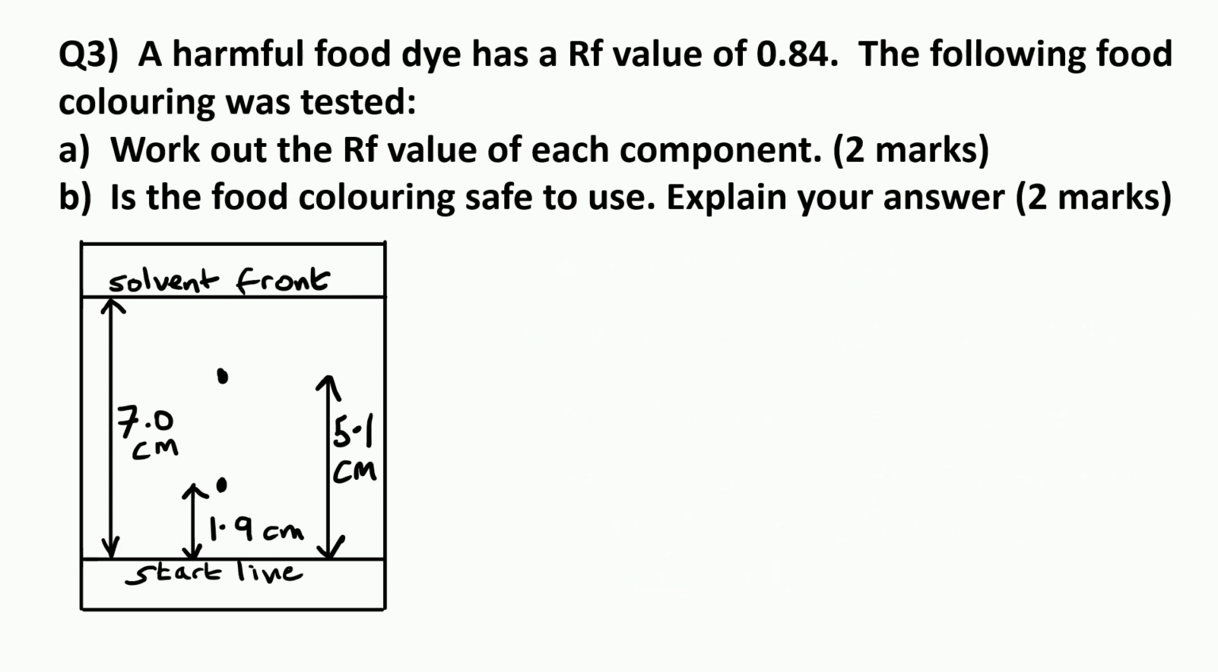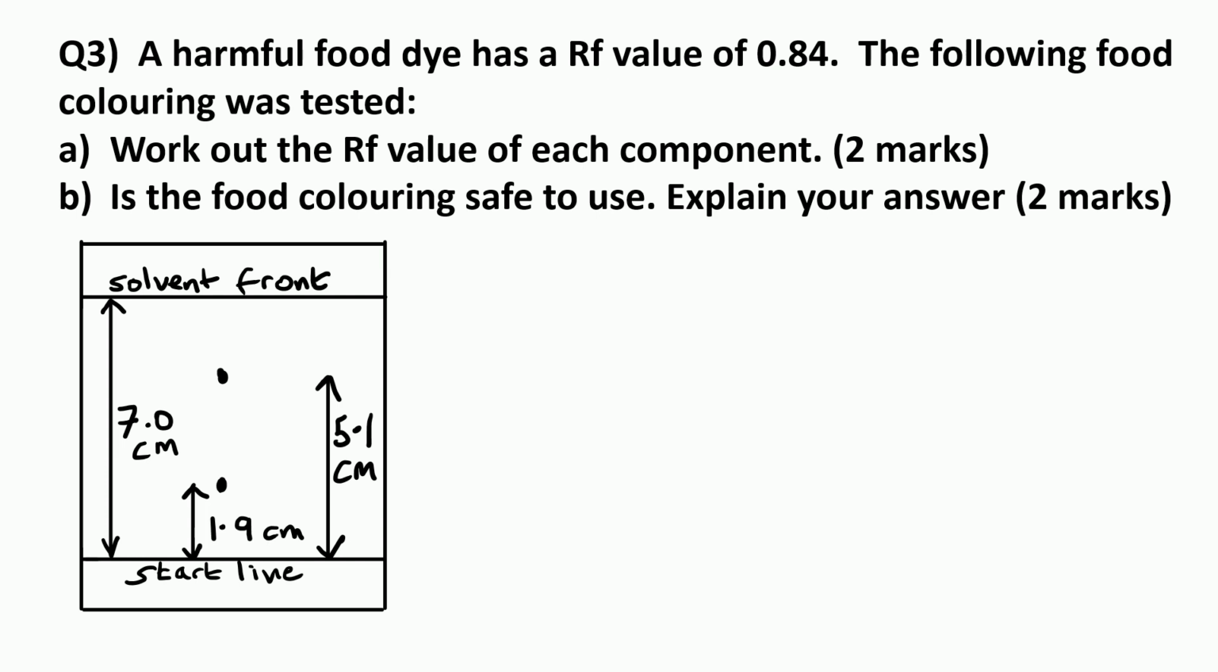So question 3, a harmful food dye has an RF value of 0.84. The following food colouring was tested. First of all, work out the RF value of each component, and there's 2 marks for that. And then, is the food colouring safe to use? And explain your answer. There's 2 marks for that.